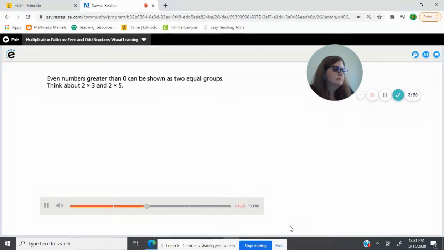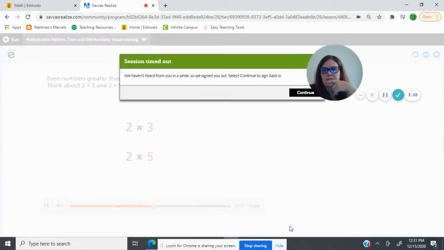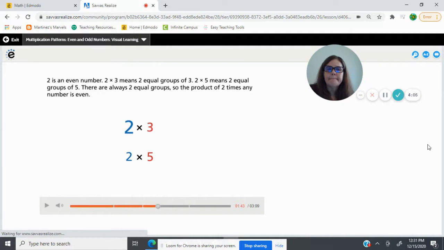Even numbers greater than 0 can be shown as 2 equal groups. Think about 2 times 3 and 2 times 5. 2 is an even number. 2 times 3 means 2.